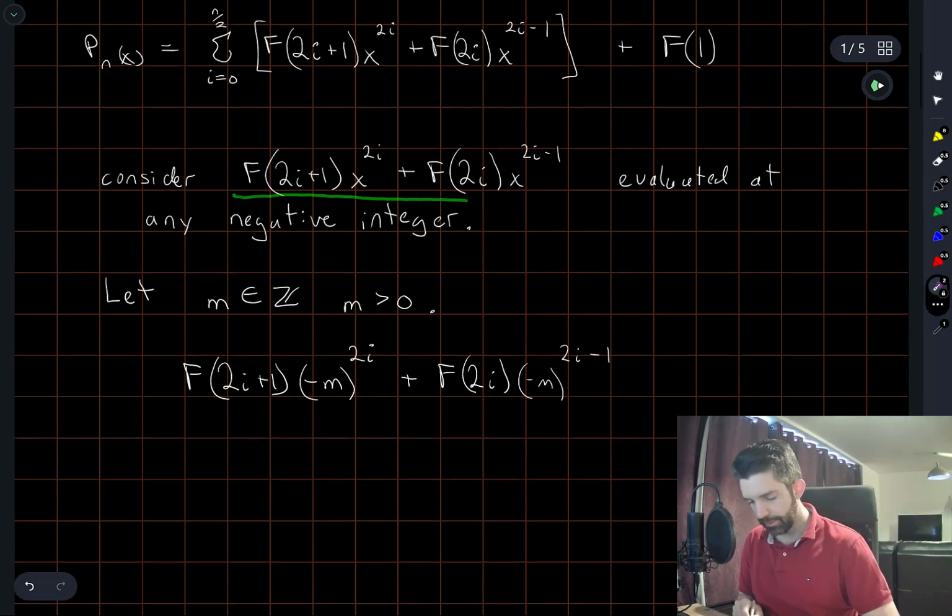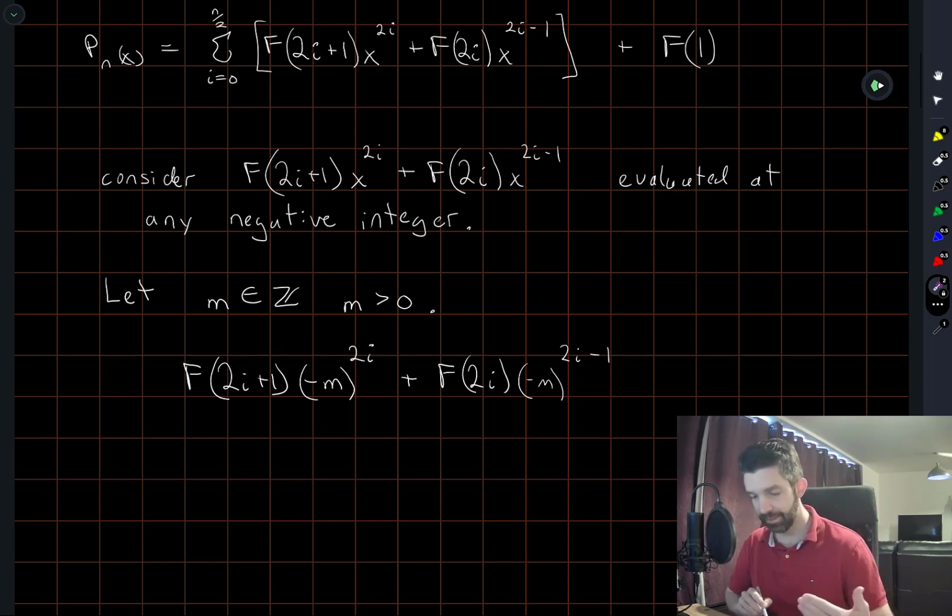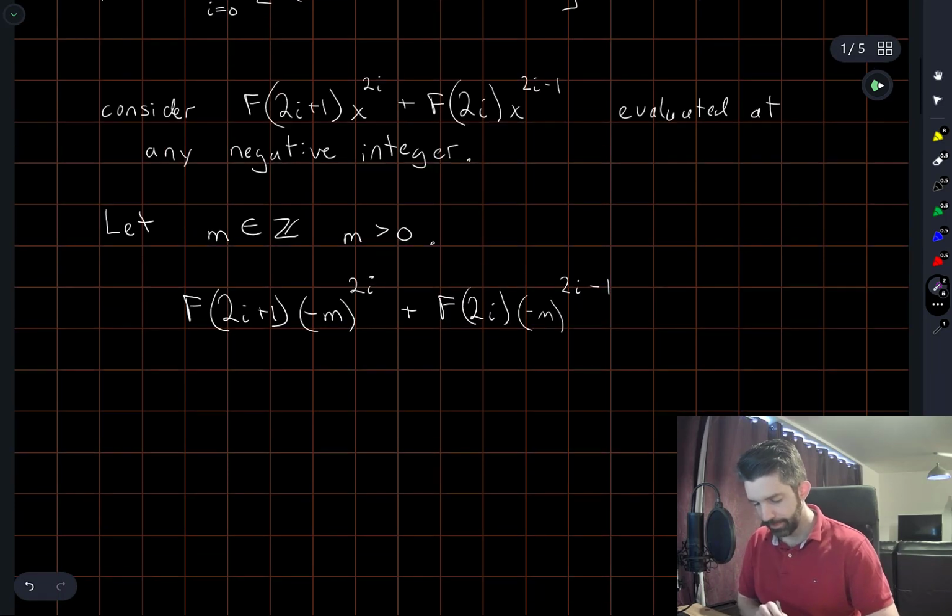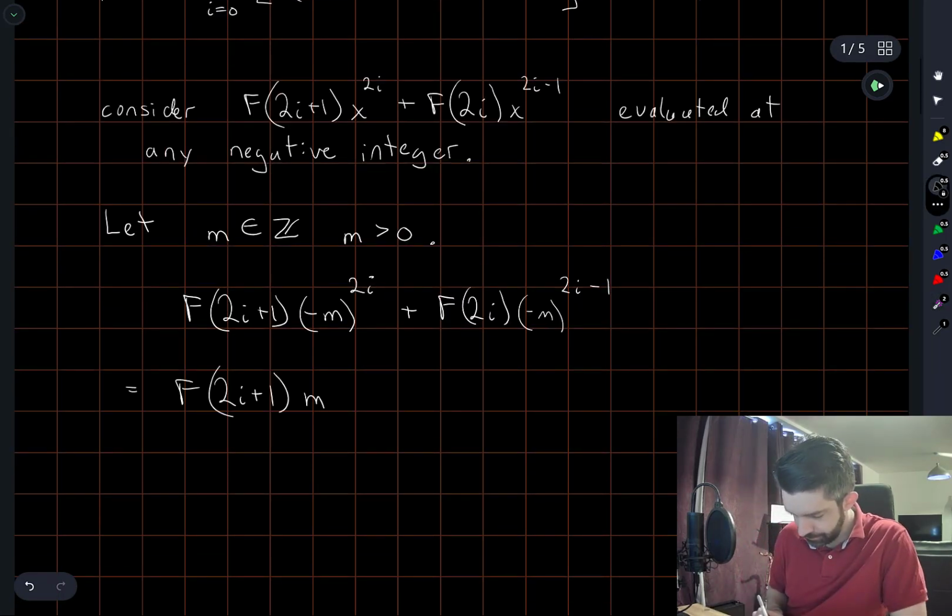So I'm looking at one of the terms in this sum. I want to evaluate it at some negative integer. So I'm going to let m be an integer which is positive, but then I'm evaluating it at -m. This is what that term is going to look like. We can simplify this a little bit.